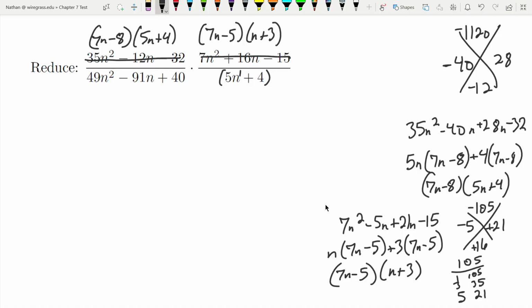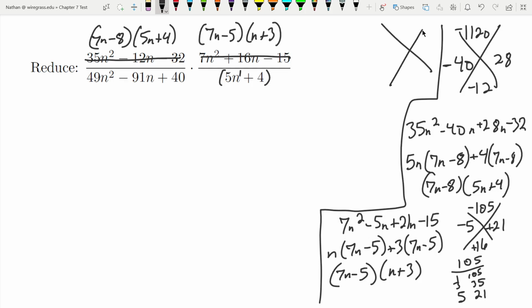All right, let's do this one now. This one might take a little bit of work because the numbers look kind of large here. Let's get a little bit of space here. Okay, 49 times 40 is 1960, and we have negative 91. So I'm going to have to do something similar to this first one that I showed.